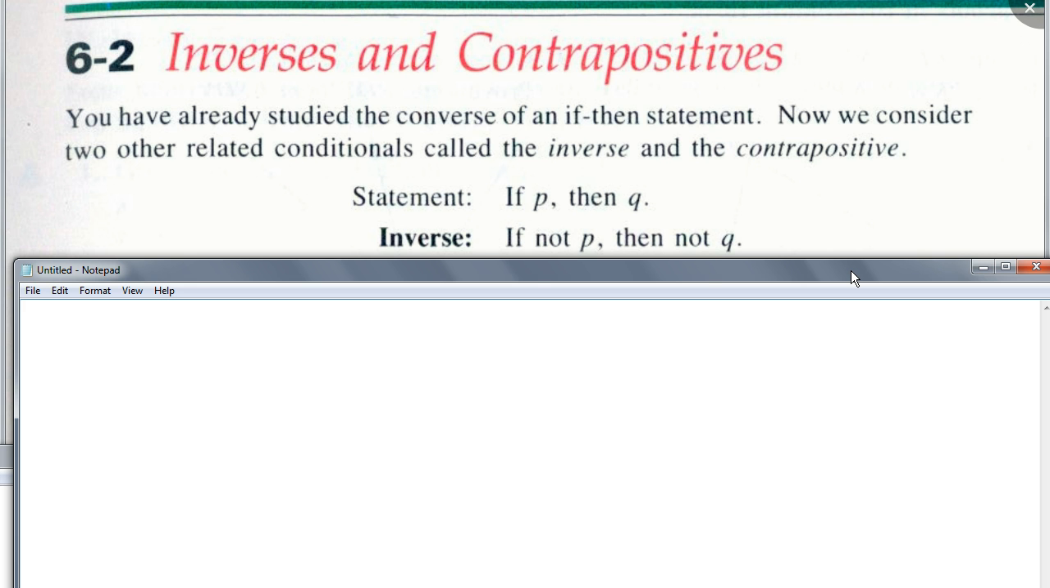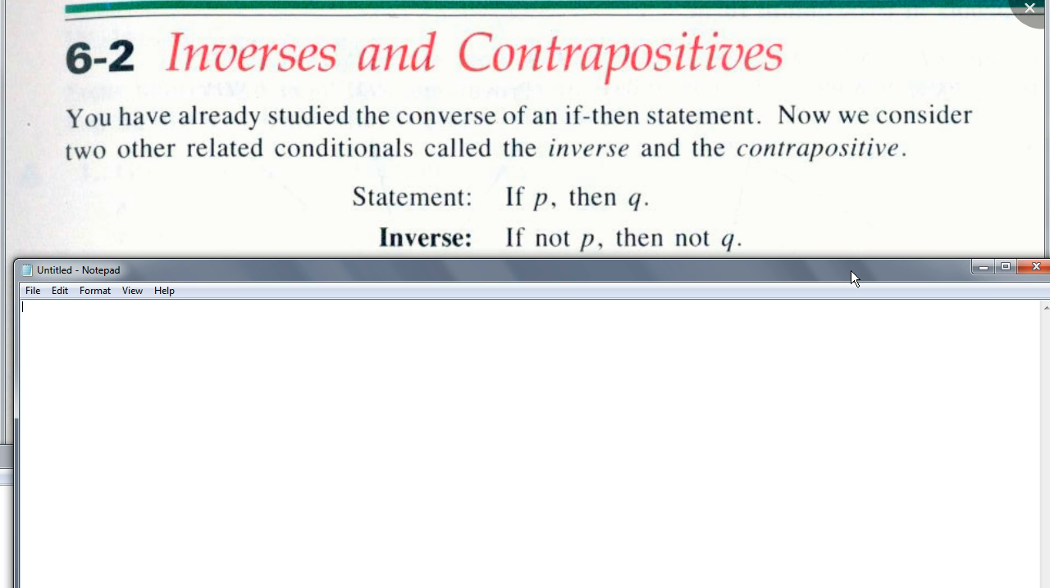Now we're going to learn something called the contrapositive of the statement. Unlike the inverse, which could be true or false depending on the statement, the contrapositive is a little bit different. First of all, the contrapositive is the converse of the inverse. So who could tell me what the contrapositive of this statement might be? It's the converse of the inverse. That's what a contrapositive is.